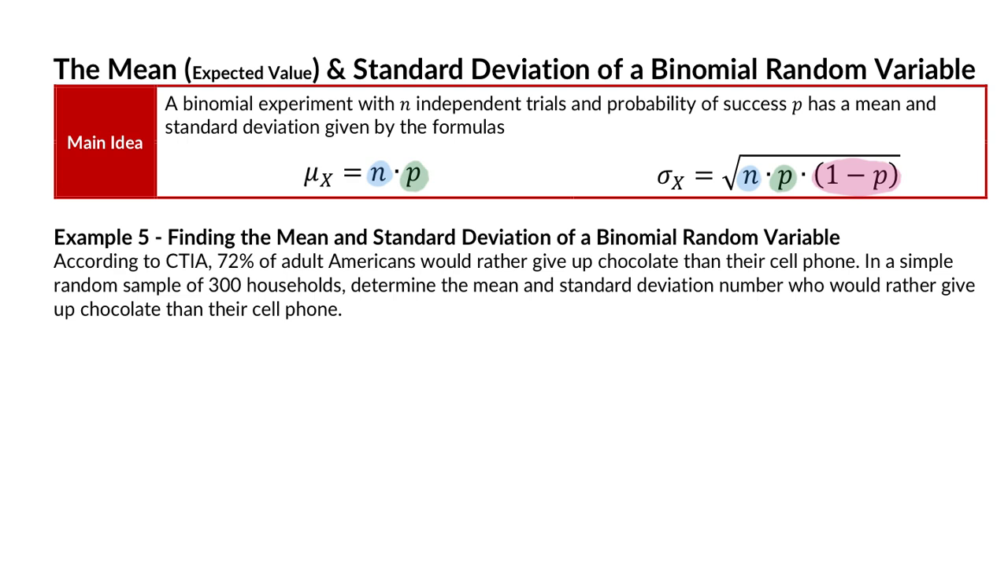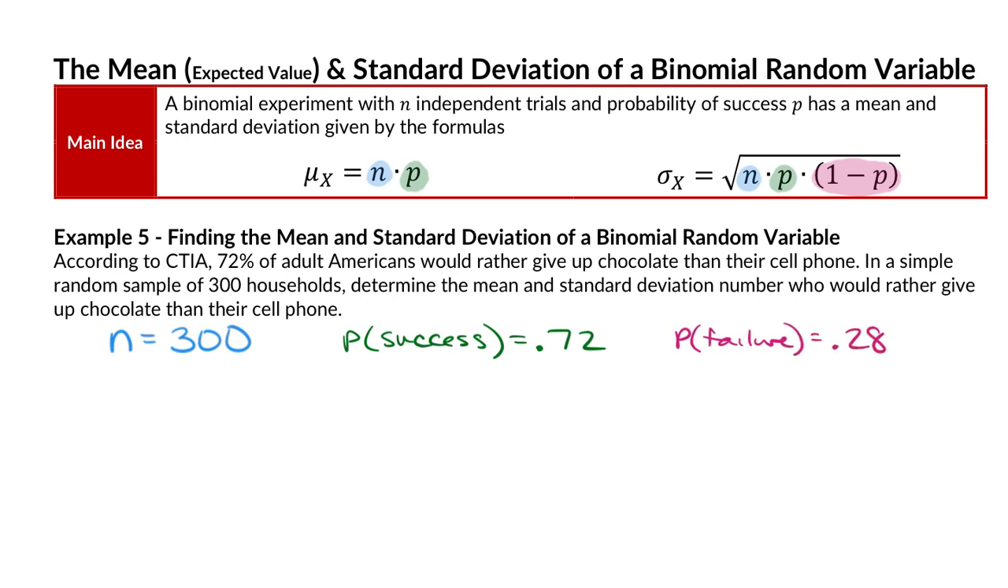So we're back to the chocolate example. According to CTIA, 72% of adult Americans would rather give up chocolate than their cell phone. In a simple random sample of 300 households, determine the mean and standard deviation of the number who would rather give up chocolate than their cell phone. Here are the things we need to know. What is the number of trials? 300. What is the probability of success? 0.72, which means the probability of failure is 0.28.